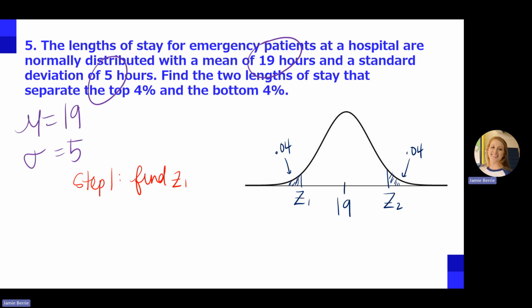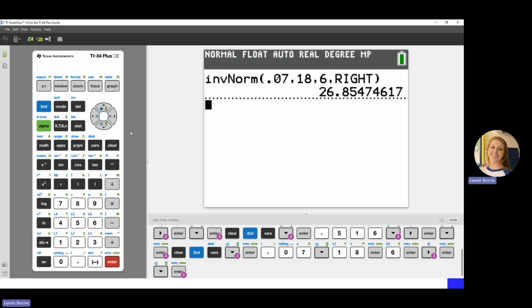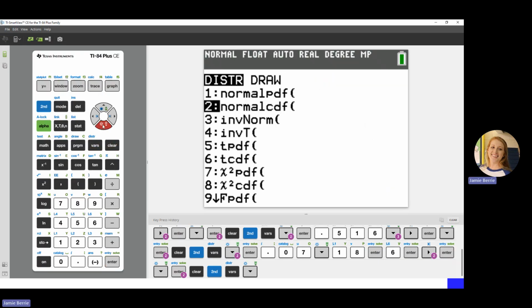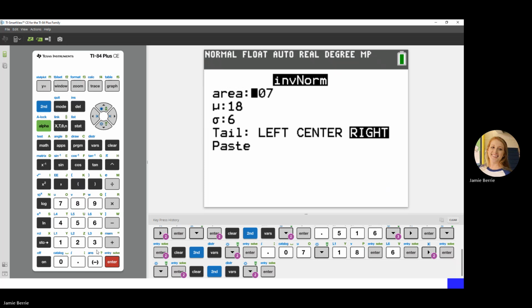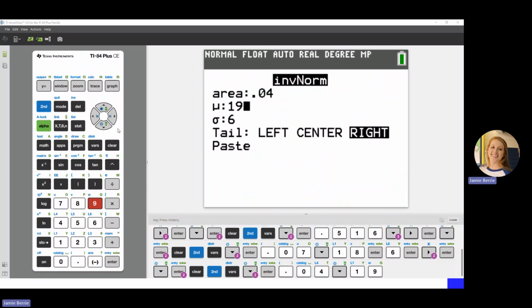Then you would go to your calculator, go to second vars, go to option 3, which is inverse norm, and you would only be focused on this one. Let's try that. Clear this out, go to second vars and inverse norm. Area is 0.04. Mean is 19. Standard deviation was 5.